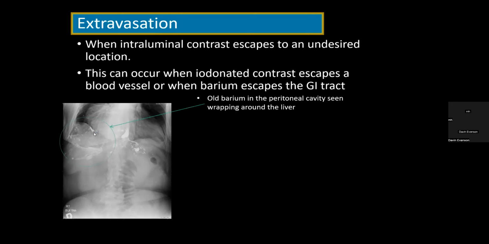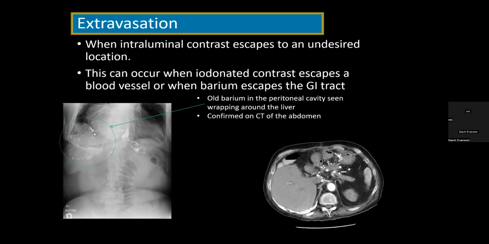That's why we try to do it with water-soluble contrast first. It's not a good thing to have barium in the peritoneum. It will cause a granulomatous reaction. Here we see on the CT all that high-density stuff.